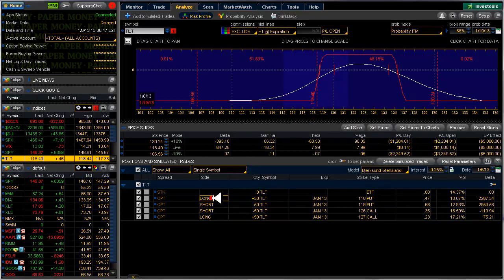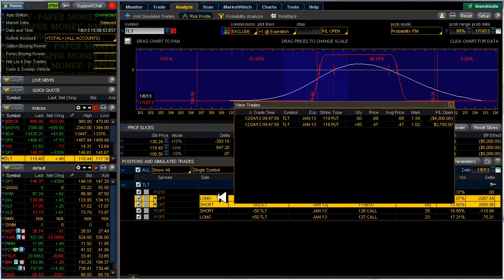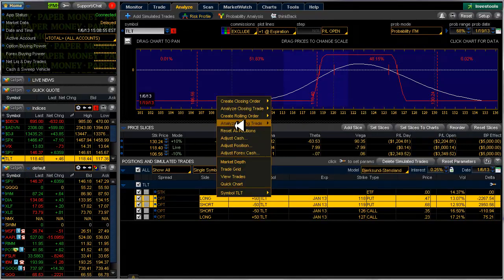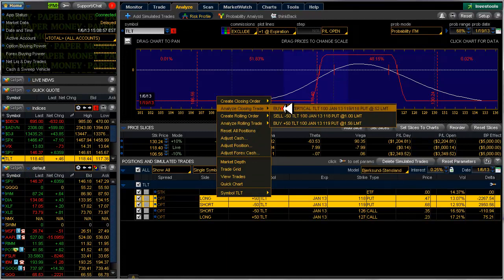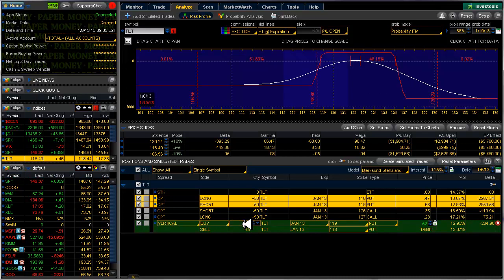I'll click on this first position, hold down the control key and click on the next one, right click, and say Analyze Closing Trade. All right, we need to get rid of some of these. So I'm proposing that we get rid of 15. That'll bring our max loss down to 2,600, which is roughly half of your available funds.